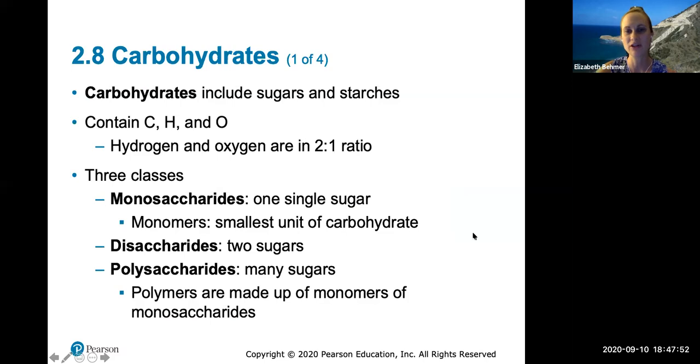Carbohydrates include sugars and starches. They will contain carbon, hydrogen, and oxygen. Usually the hydrogen and oxygen are in this 2-to-1 ratio. And we have three different classes of carbohydrates.